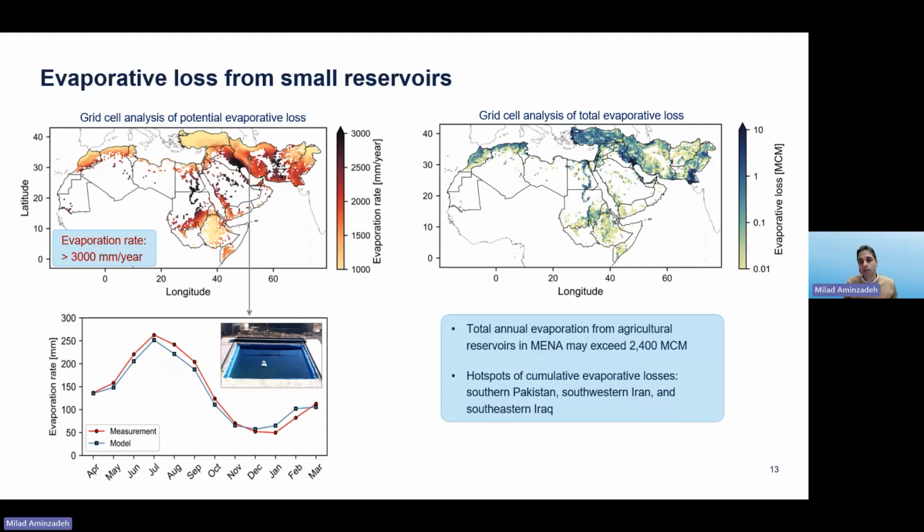That's a big number, but we need to be careful. Our calculation is for the entire year. So we run the model from January to December. But in reality, many of these reservoirs might be empty for certain periods. So what we are calculating is kind of an upper bound for evaporative losses.